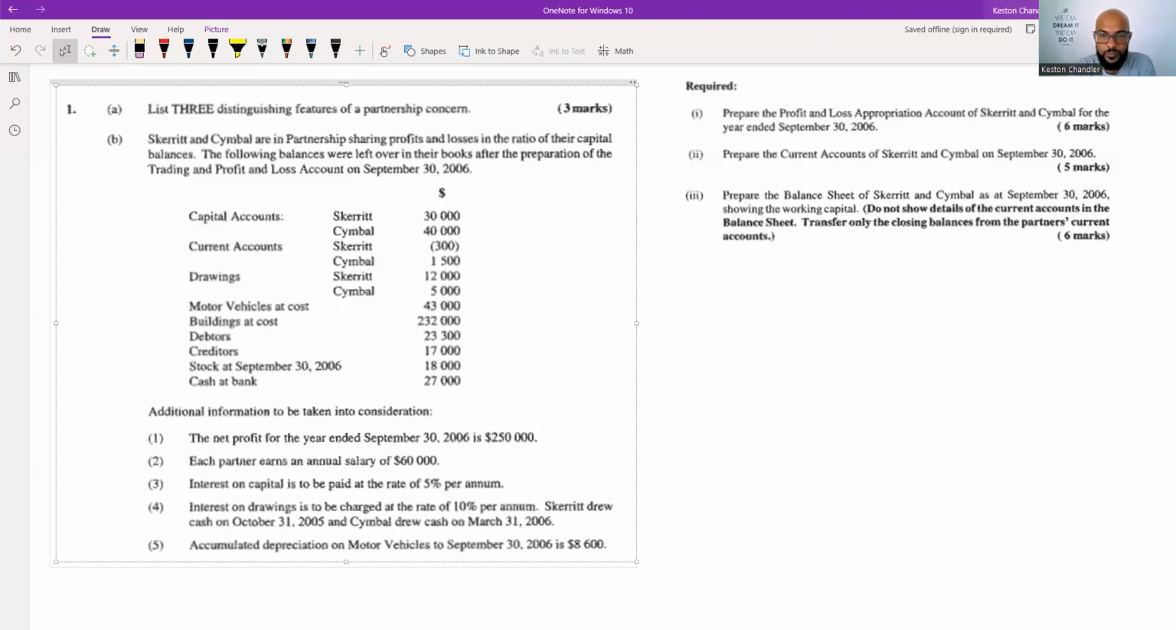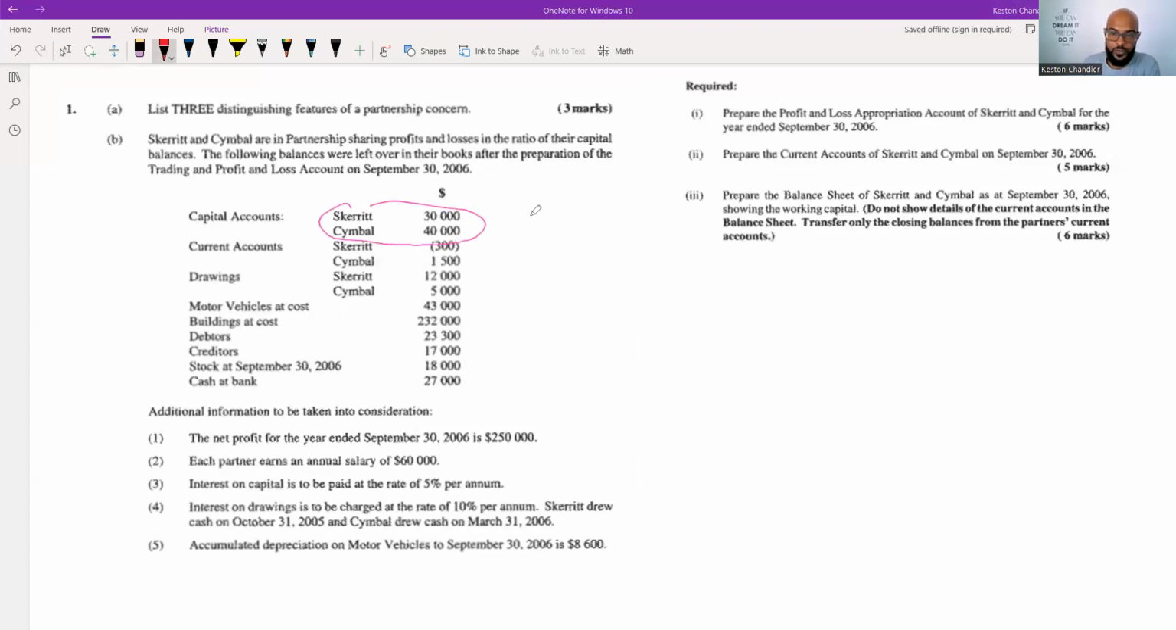So this is Skeritt and Cymbal, right? They're in partnership sharing profits and losses in the ratio of their capital balances. So we did see an example of that when we have partners sharing capital in the ratio of their capital balances. You're going to be using these balances here. Right? So it's basically a 3-to-4 ratio. Right? 3-to-4. You can get rid of all these zeros.